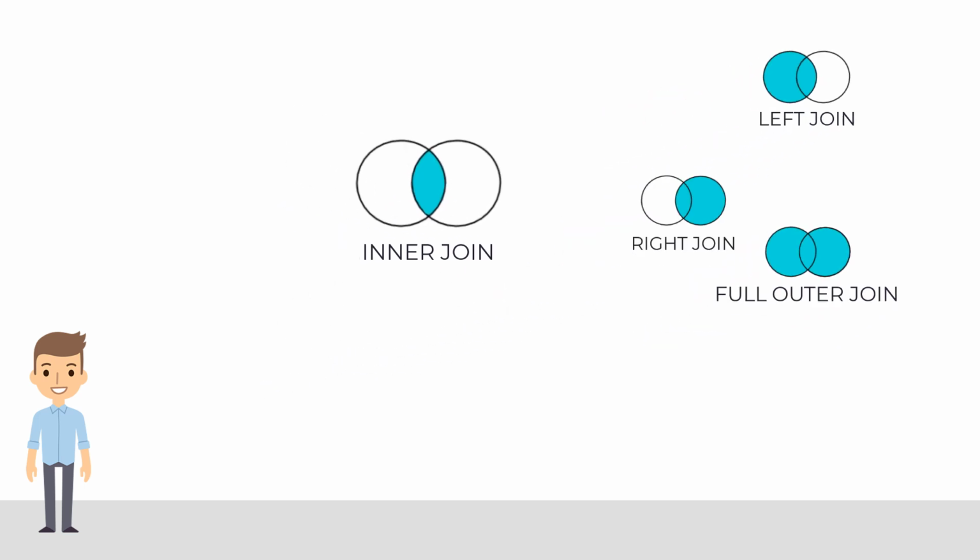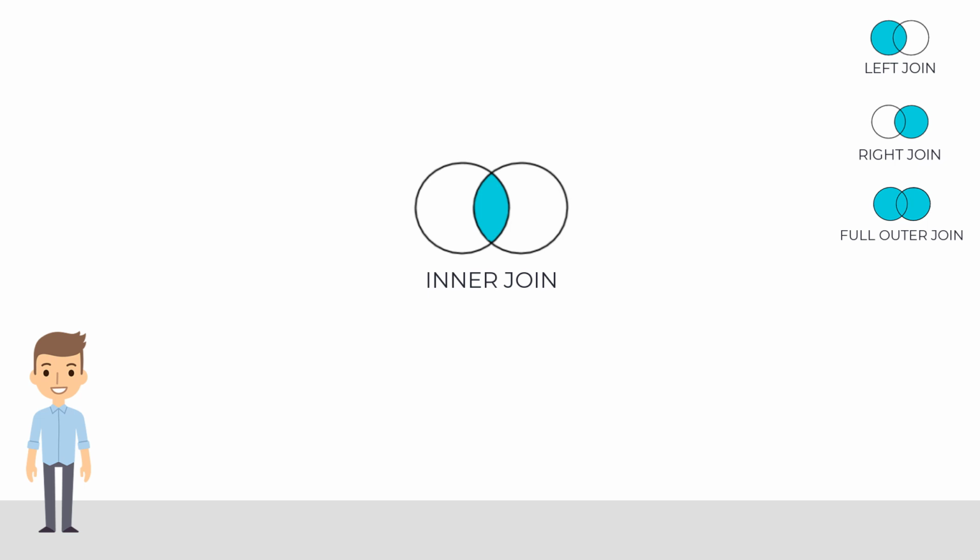So firstly, we have the inner join. The inner join will retrieve rows from both tables, providing there is a match between the joining fields. If there is no match between the tables, the rows of data from both tables will be omitted from the output. This is represented by the blue segment in the Venn diagram.